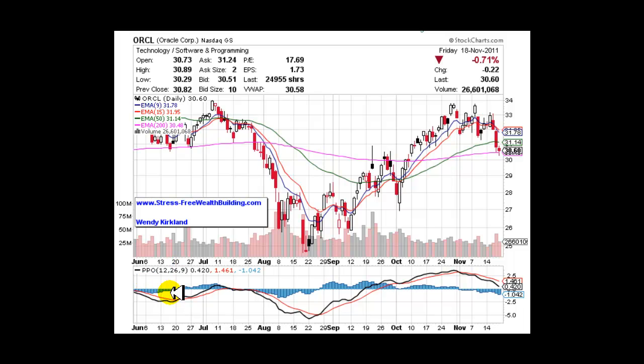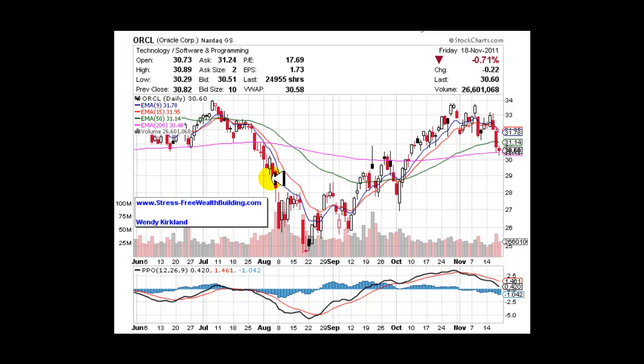I am just going to point out that you see two lines here, the black line and the red line. The PPO line is the black line, the red line is a signal line. Some folks call the black one the bullish line and the red one a bearish line. Now, in theory, when the black line crosses up over the red line, the price of the stock is going to go up. When it crosses down over the red line, the price of the stock is going to go down. Here again, it's crossed up. So let's check this out.